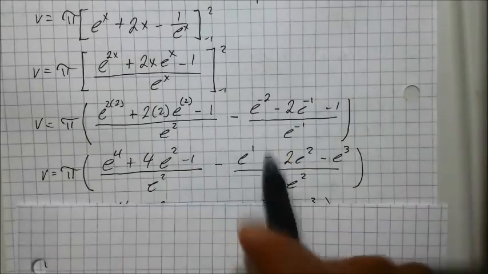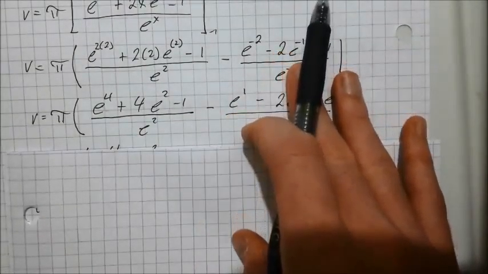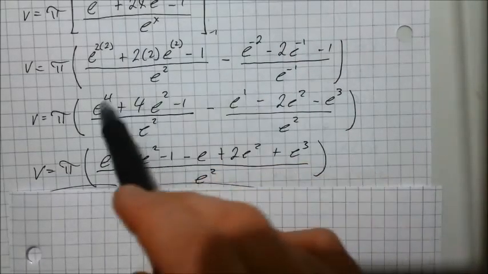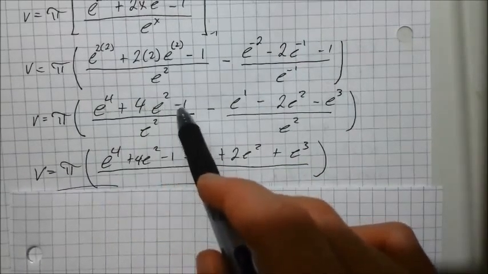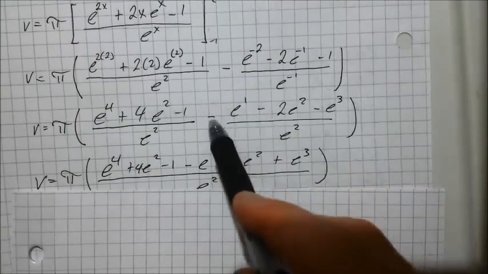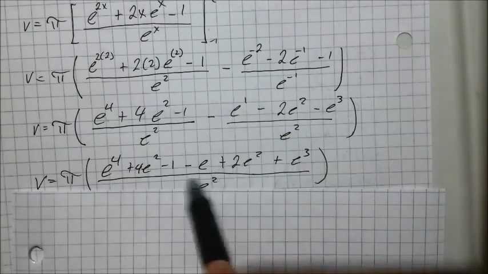Now I have a common denominator. I can put them over the same denominator here. So I can distribute this negative. So I have e to the fourth plus 4e squared minus 1 minus e to the first plus 2e squared plus e cubed. That's what I did here.